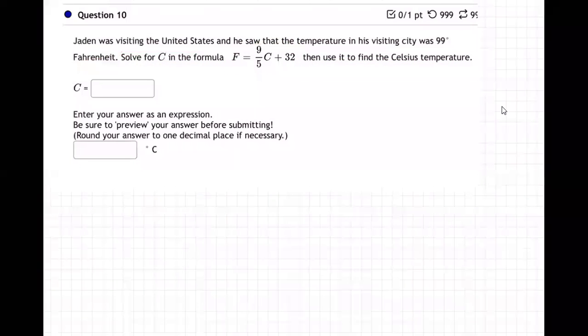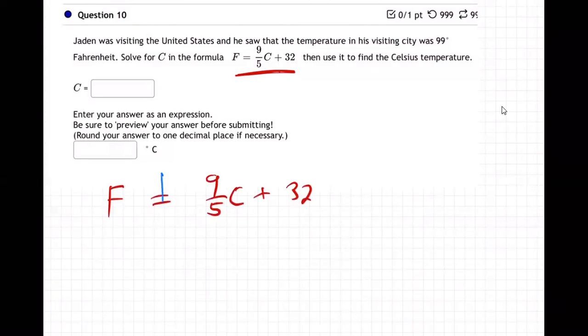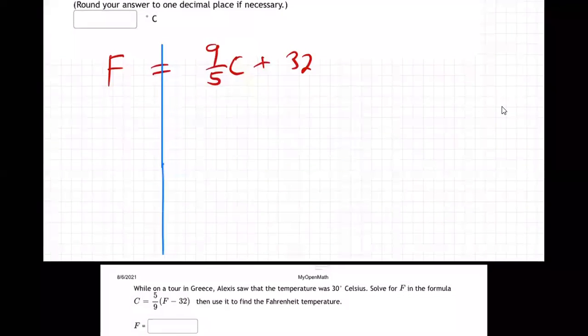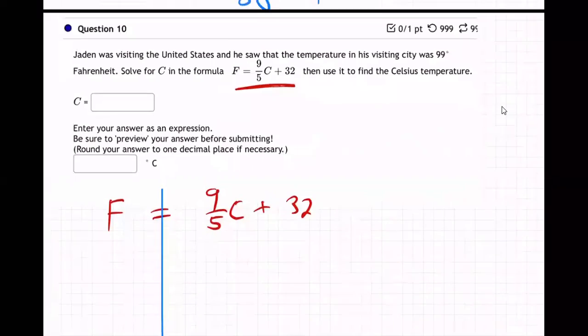Okay, so on this one, we're starting off with the formula with F alone. Notice this is the conversion formula between Celsius and Fahrenheit. You can write that formula two different ways, with F alone or with C alone. This time they gave it to us starting with F alone. Okay, so there's the formula. Let me put in the wall of separation here.